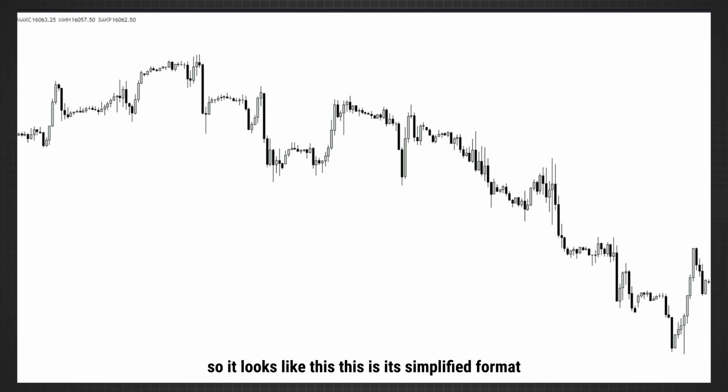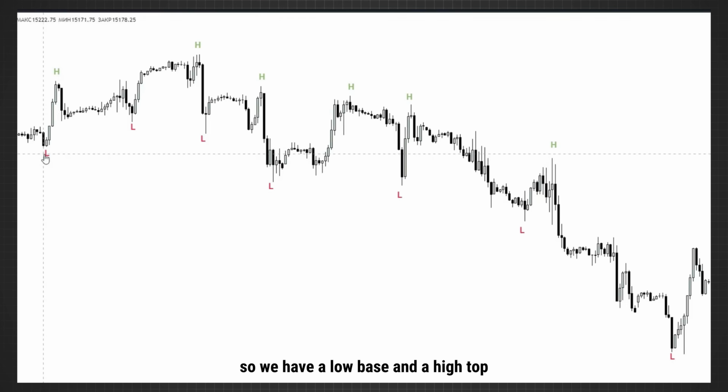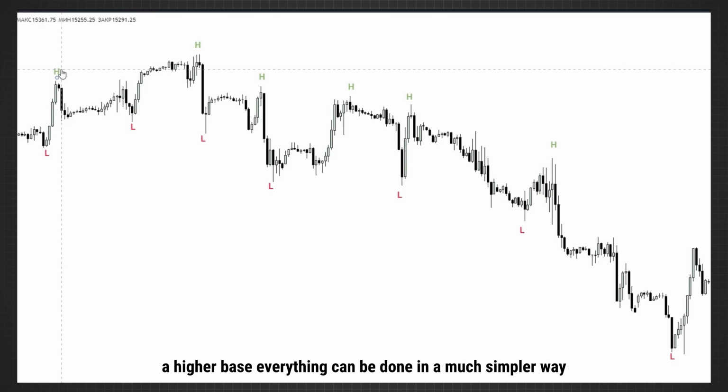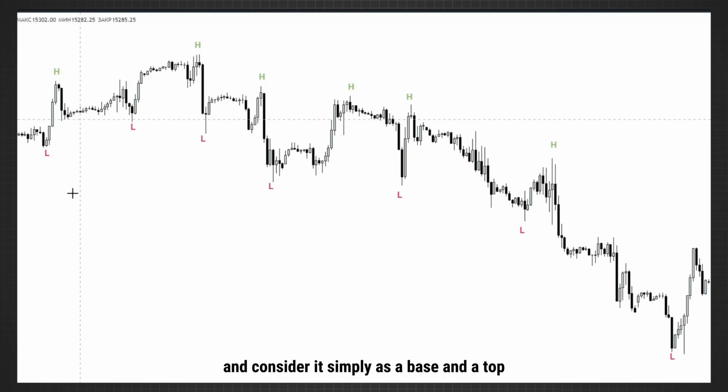This can be done with the help of the classical structure. So it looks like this. This is its simplified format. So we have a low base and a high top. So that you are not confused, there is a higher vertex, a higher base. Everything can be done in a much simpler way, and consider it simply as a base and a top.